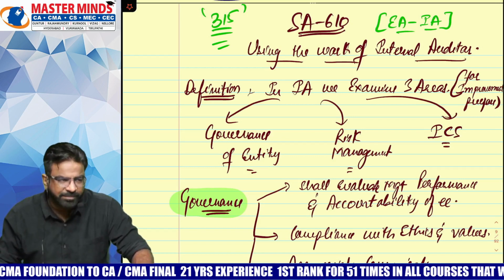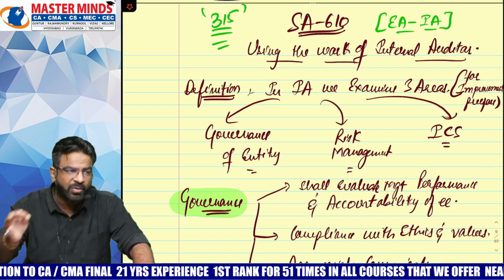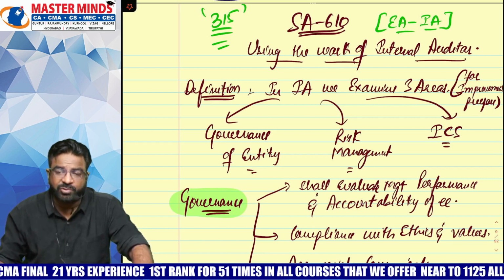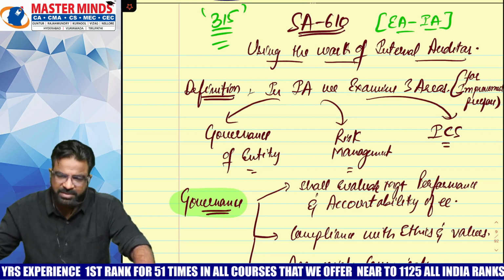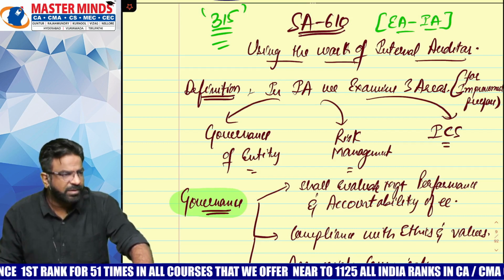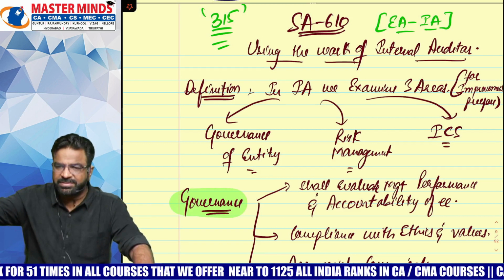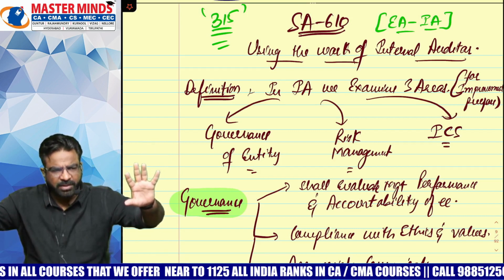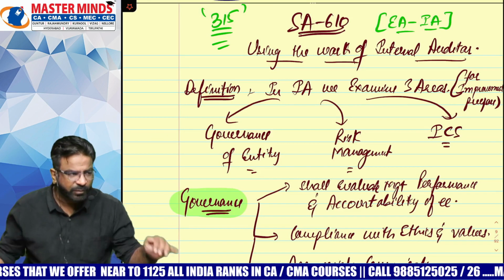Now ICAI has simply said that, okay boss, from 1/4/2018 onwards you are allowed to use the work of the internal auditor. Work was there earlier also; this is the revision part. Now ICAI says that, before using the work of the internal auditor, do two tests: objectivity test and competence test. Under objectivity 4, under competence 4, total 8.